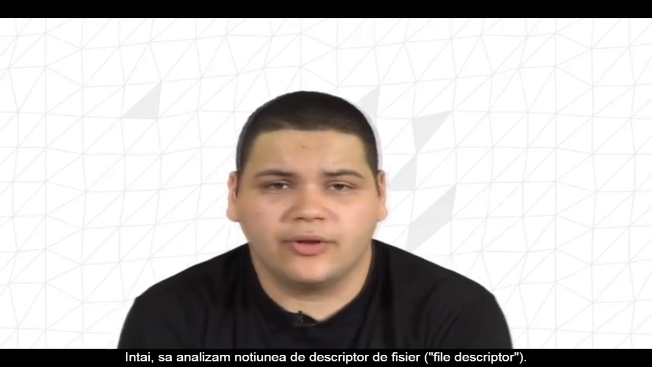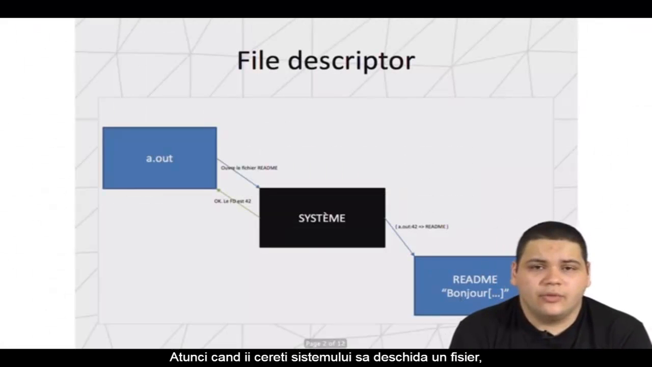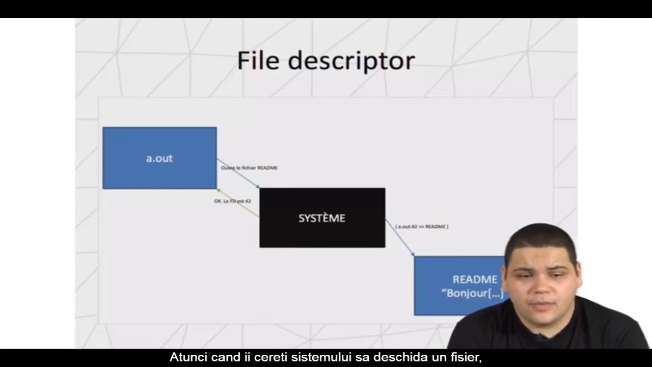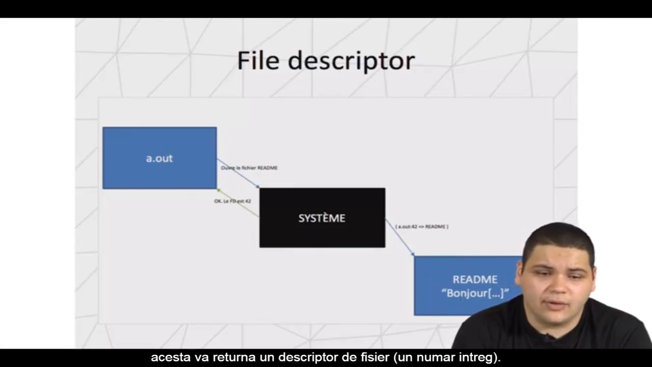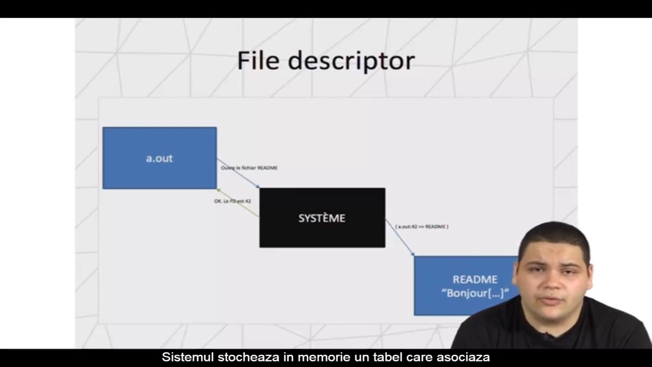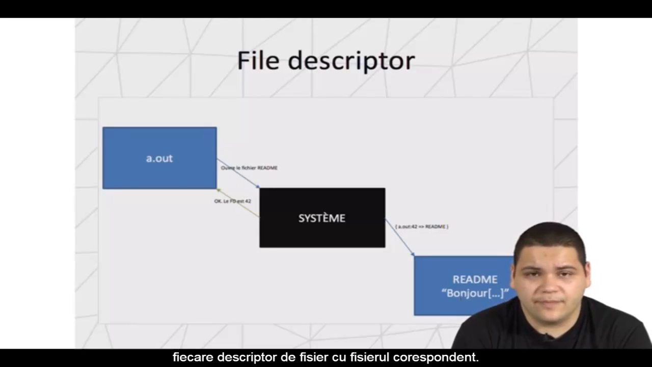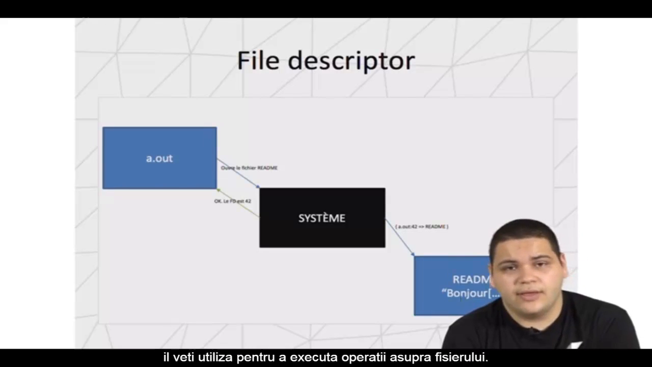Let's start with the concept of a file descriptor. When you ask your system to open a file, it returns a file descriptor. A file descriptor is an integer. The system keeps in memory some sort of table which associates every file descriptor opened by a process with a file. When you get this file descriptor, you can use it to manipulate the file.